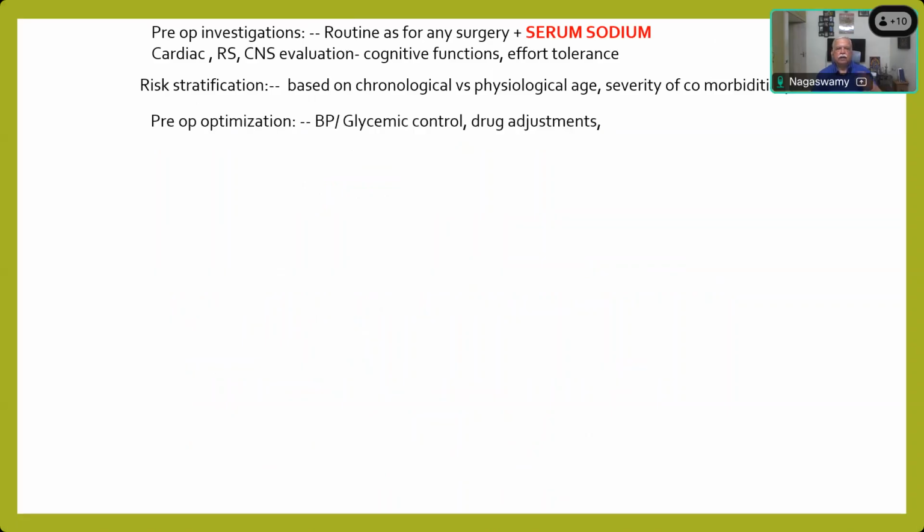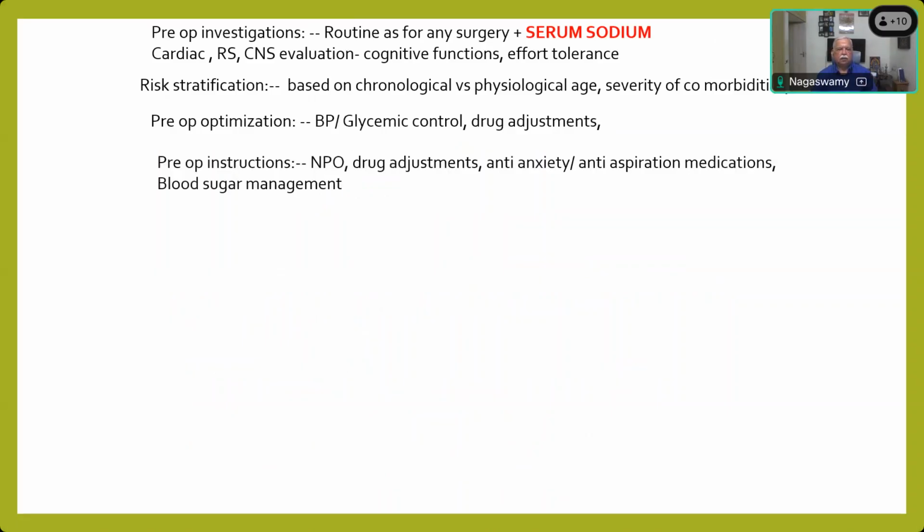Then risk stratification based on the age of the patient and his physiology and the control of the comorbidities, and pre-op optimization of BP, glycemic control, drug adjustments. These are the things that you have to remember. Pre-op instructions, because these are mainly elective surgeries: NPO, drug adjustment, anti-anxiety, anti-aspiration medication, and blood sugar management.